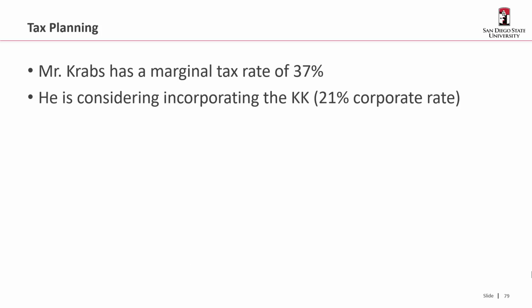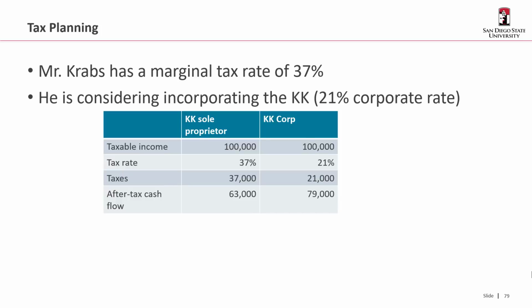So now he's considering incorporating the Krusty Krab instead, right? So again, he's trying to find ways to escape paying such high taxes. And he says, you know what, maybe I'll incorporate the Krusty Krab because corporations currently enjoy a 21% flat rate. My marginal tax rate is 37%. So we'd measure what taxable income is under both: 100,000. The tax rate's 37 or 21. And you'd see that as a sole proprietor, he ends up with less after-tax cash flow than he does as a corporation. So as it stands right now, Mr. Krabs is thinking, hey, corporate structure looks like a pretty good way to go.